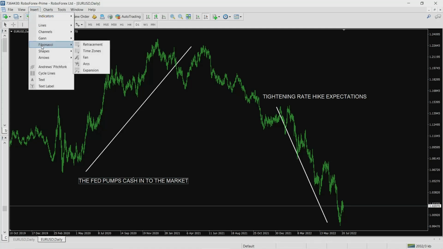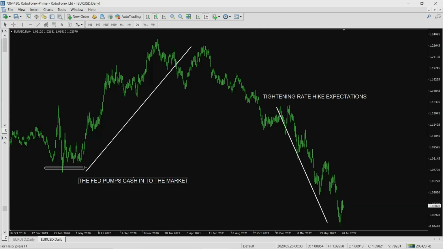After COVID, the Fed started to pump cash into the market and signal a record-high balance sheet. They started to buy all the assets, everything. So the pair went up from 105 up to 122 somewhere.